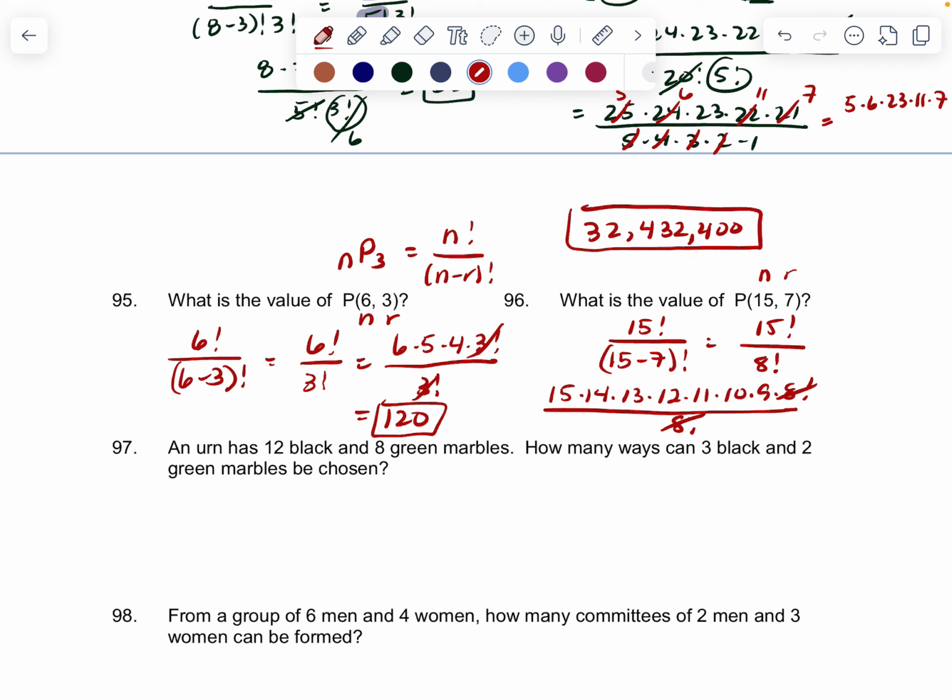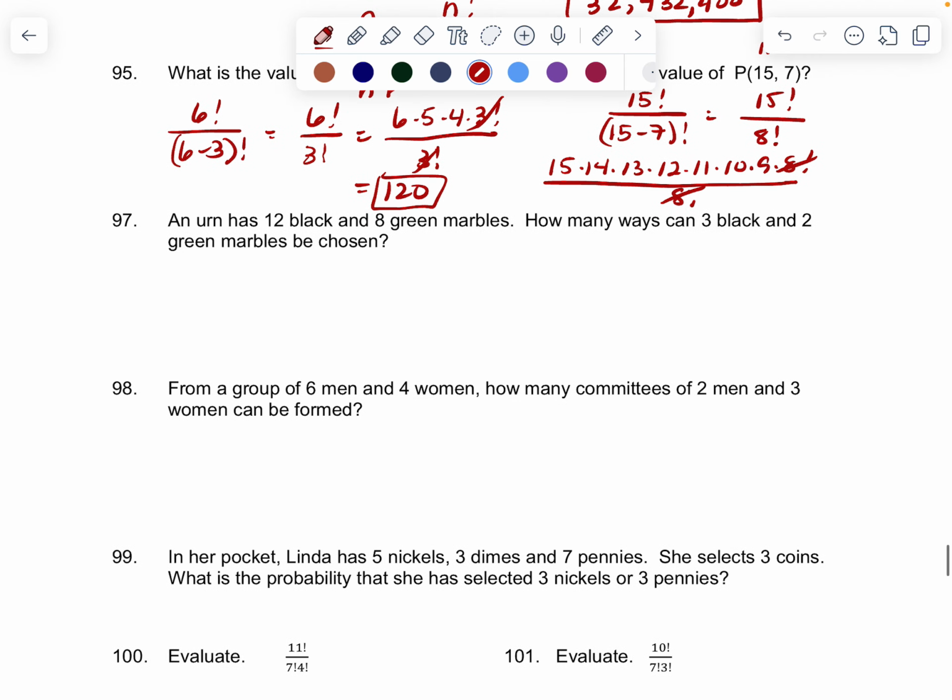Okay, again, you guys, more like number 95. 96 was dumb. Okay, an urn has 12 black and 8 green marbles. How many ways can 3 black and 2 green marbles be chosen? Okay, so you guys, order does not matter, right? Because it's just colors.